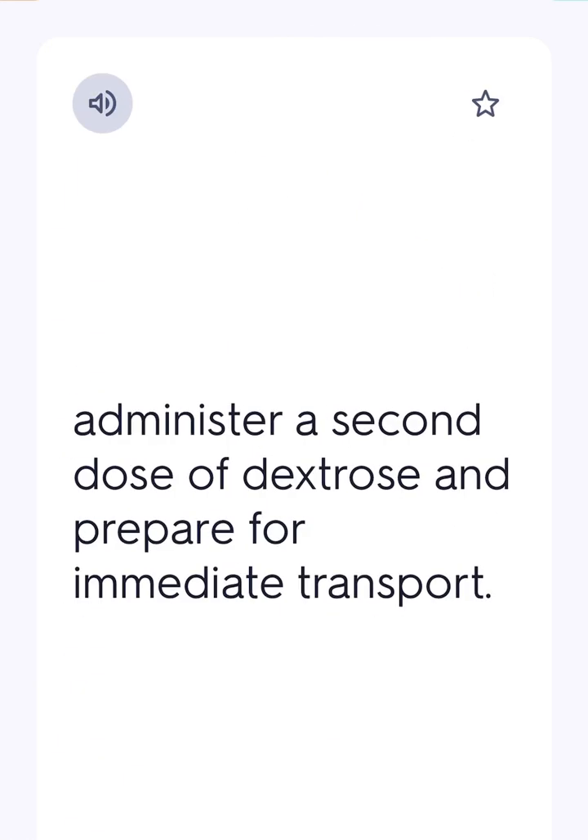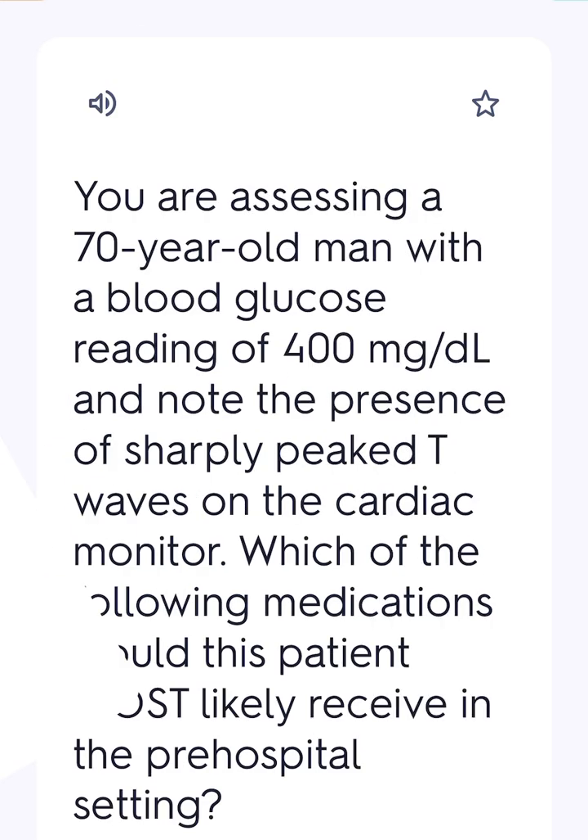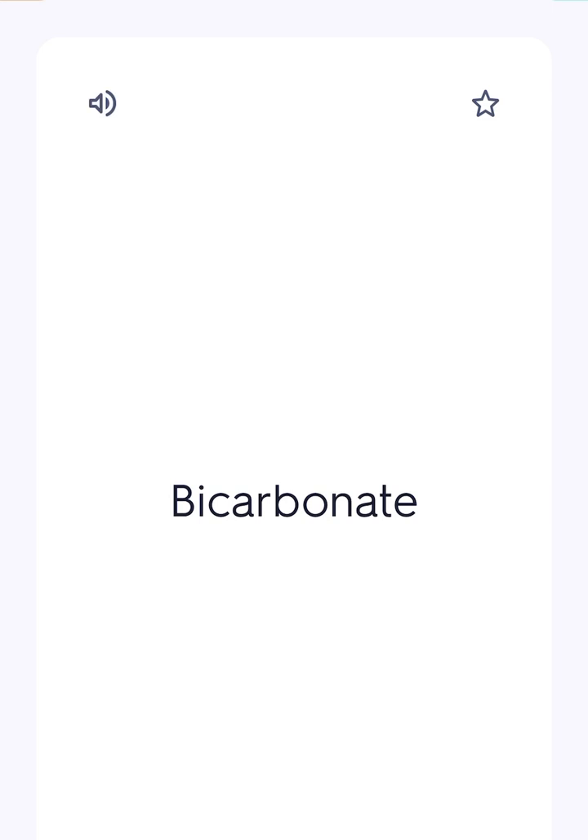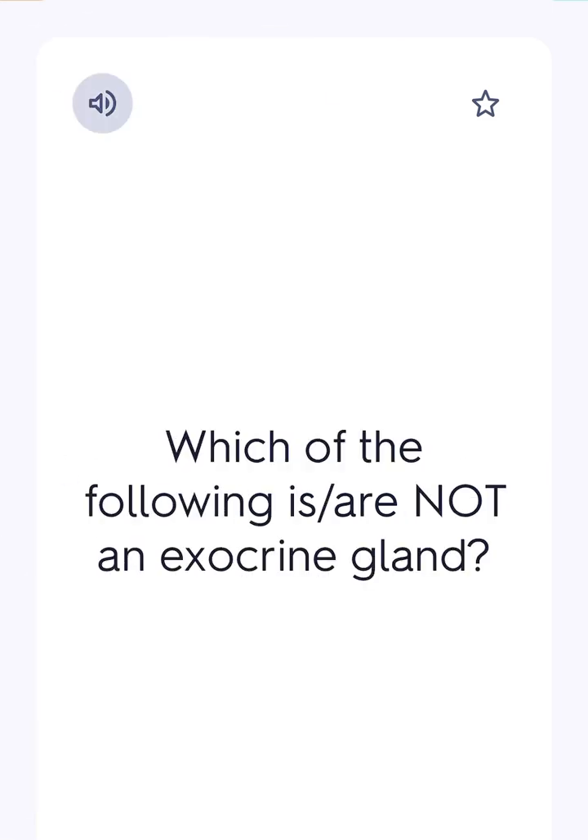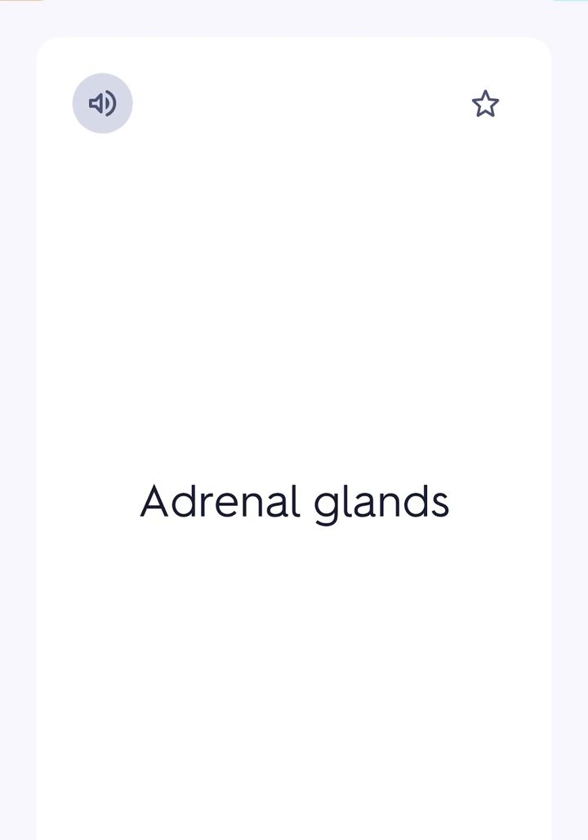Administer a second dose of dextrose and prepare for immediate transport. You are assessing a 70-year-old man with a blood glucose reading of 400 mg per deciliter and note the presence of sharply peaked T waves on the cardiac monitor. Which of the following medications would this patient most likely receive in the pre-hospital setting? Bicarbonate. Which of the following is not an exocrine gland? Adrenal glands.